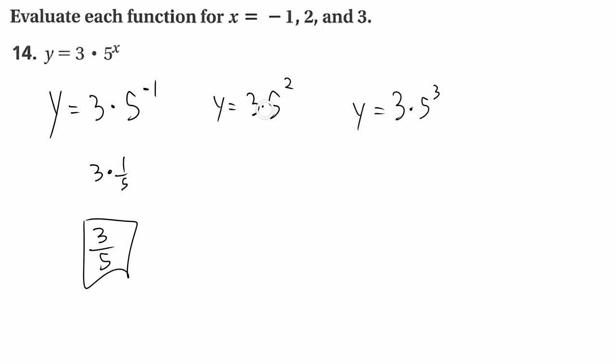This one right here, you have to square it first. PEMDAS, you got to do exponents before multiplication. Do not do 15 and then square that. If you do 15 squared, that is absolutely wrong. You got to take 3 times 25, which comes out to 75.